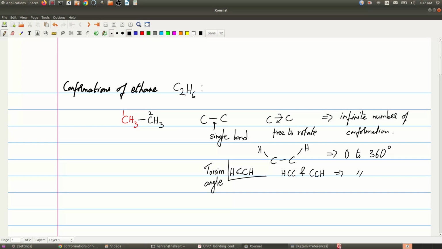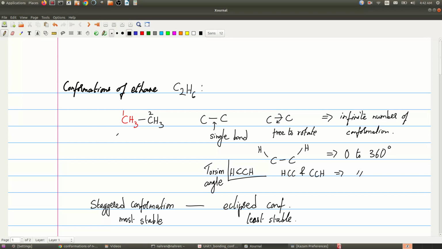But the most stable conformation is called the staggered conformation, and the least stable is called the eclipsed conformation. So this one is the most stable, whereas this one is the least stable.